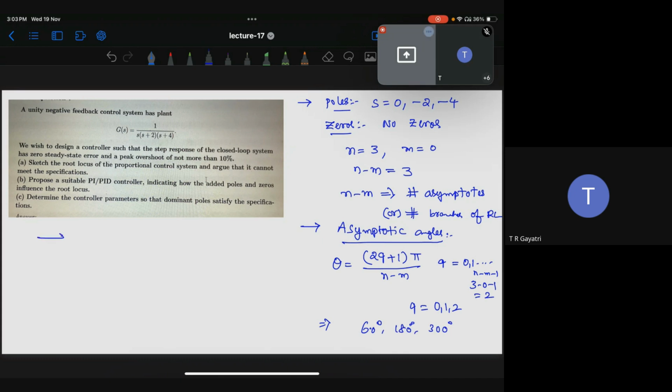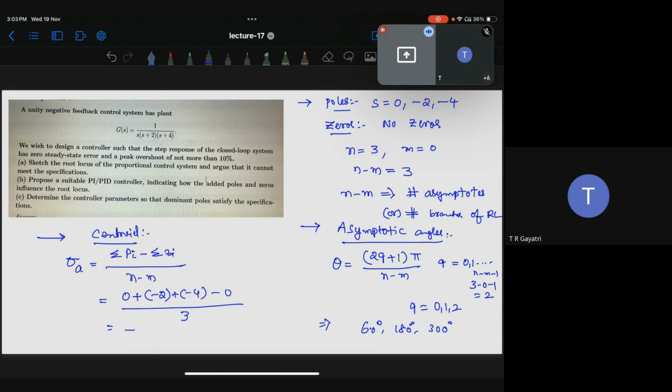Then let's find the centroid. The centroid, say sigma A, is the sum of all the poles, sigma pi, minus sigma zi, divided by n minus m. So 0 plus minus 2 plus minus 4, minus 0, divided by 3. You'll get minus 2. So that is the centroid.